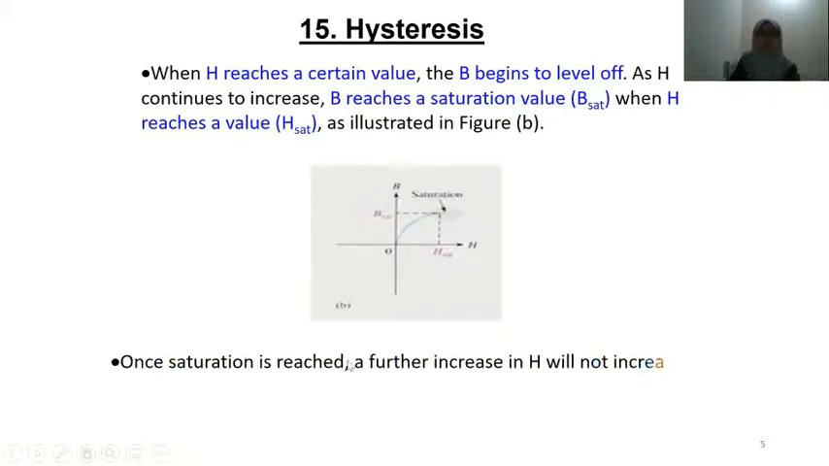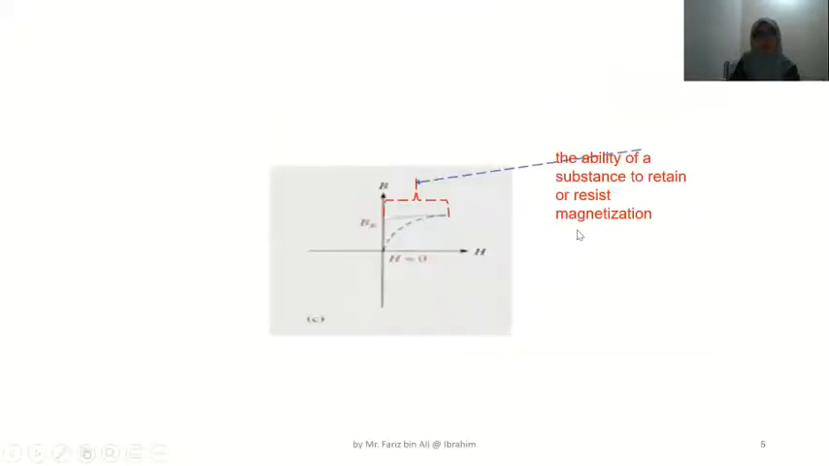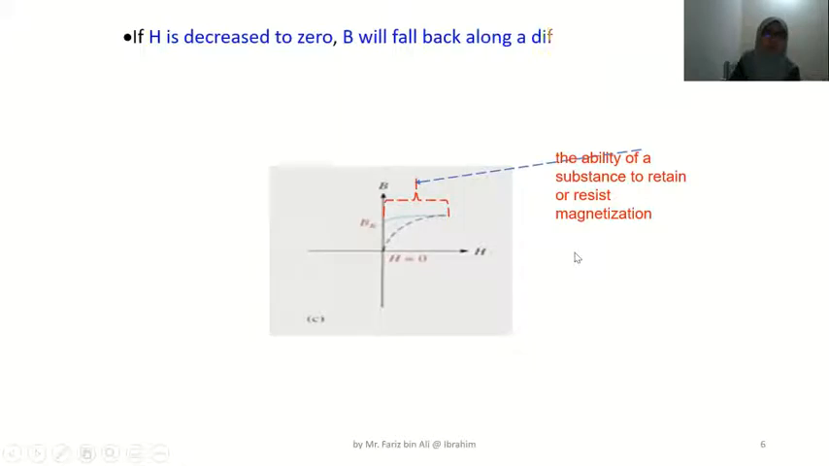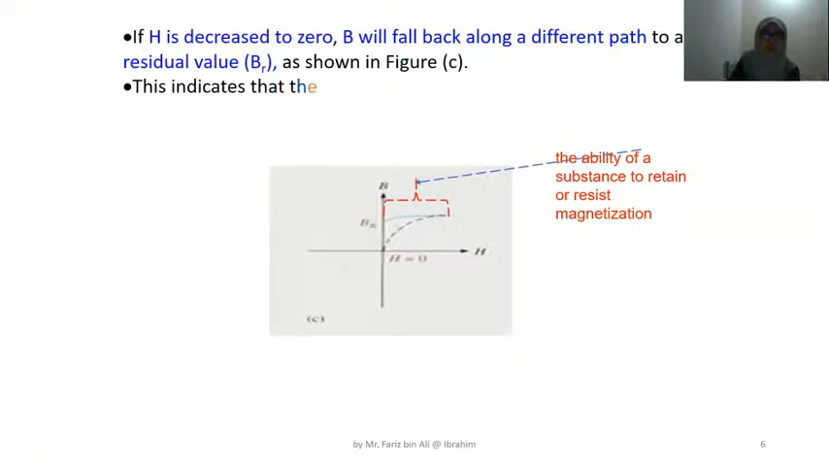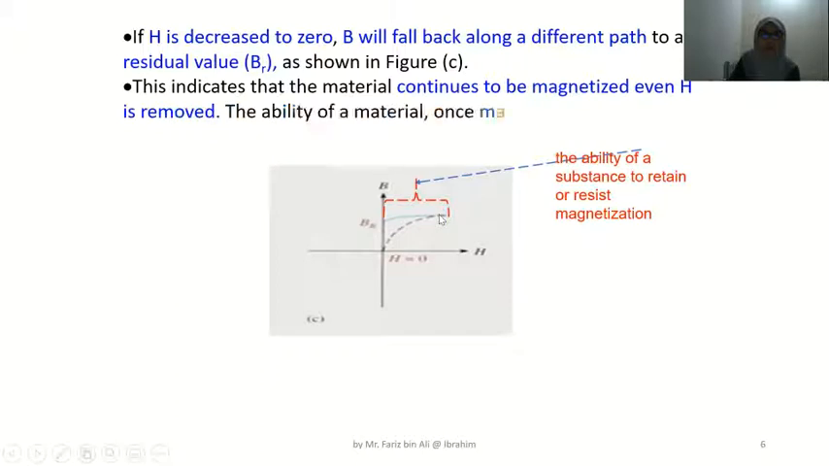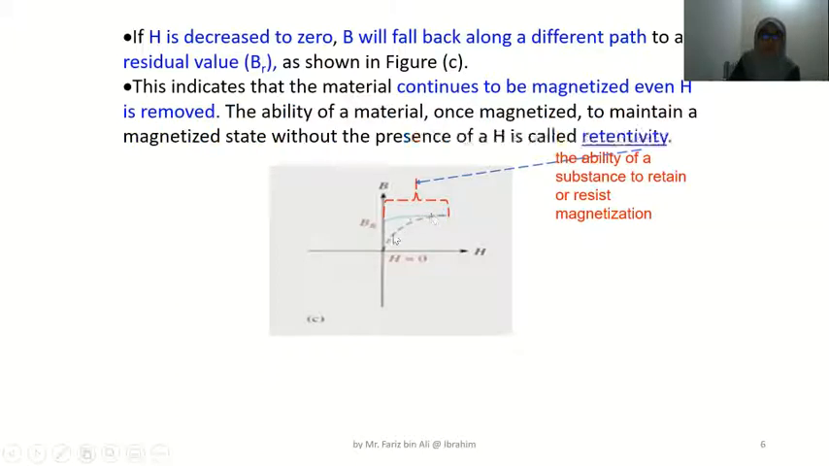Once saturation is reached, a further increase in H will not increase B anymore. At this saturation point, a further increase of H will not influence the increment of B. All right. So if H is decreased to 0 from the saturation, B will fall back along a different path.